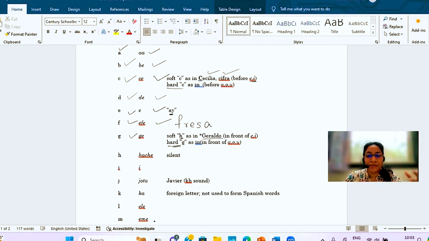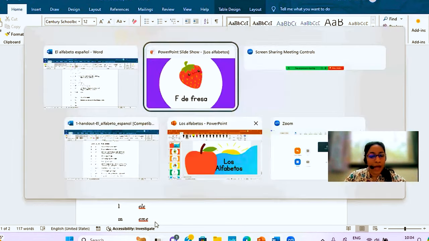Now again, just like C, we have two sounds associated with the alphabet G. When it comes with E or I, it has a soft H sound. For example, Geraldo. In English, we'll say this word is Geraldo, but in Spanish, it is going to be Heraldo. Very soft H. You will be able to hear it, but not very strongly. Heraldo. And when it comes with A or O or U, how will it sound?